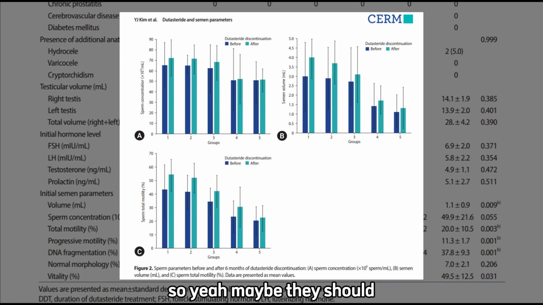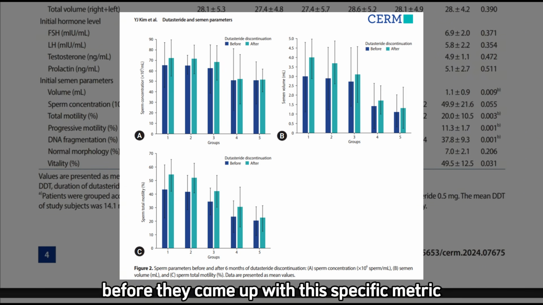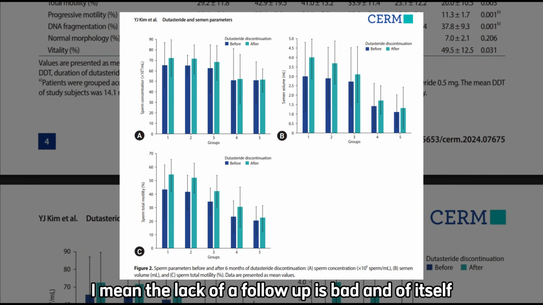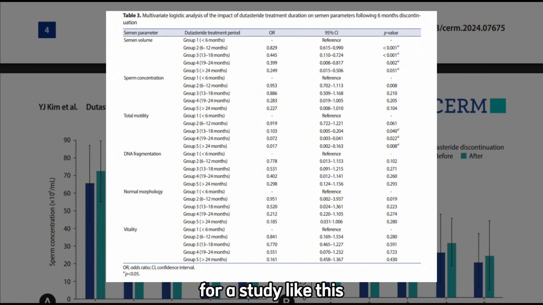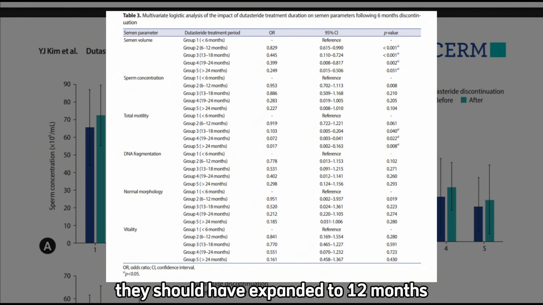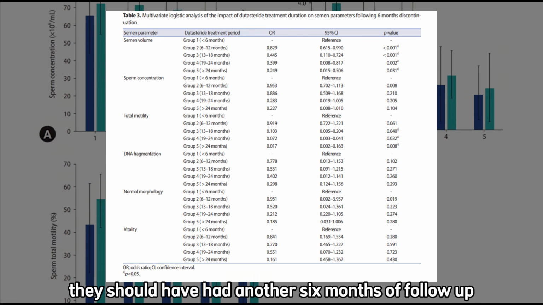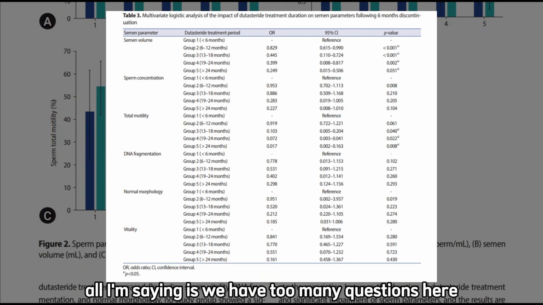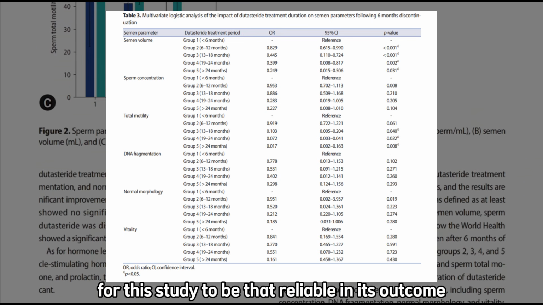So yeah, maybe they should have referenced medical literature a bit more before they came up with this specific metric and follow-up, right? I mean, the lack of a follow-up is bad in and of itself, but 6 months is too short of a window for a study like this. They should have expanded to 12 months. Maybe they should have had another 6 months of follow-up to see what really happened to these men. All I'm saying is we have too many questions here for this study to be that reliable in its outcome.